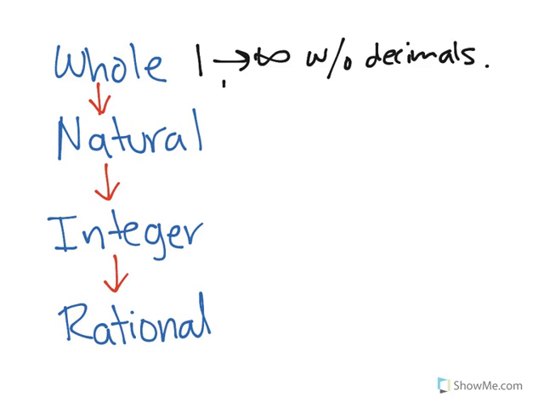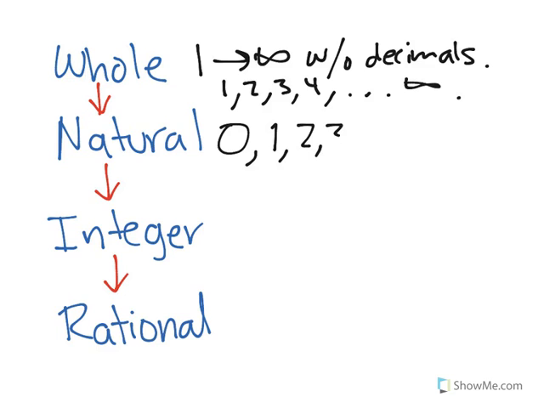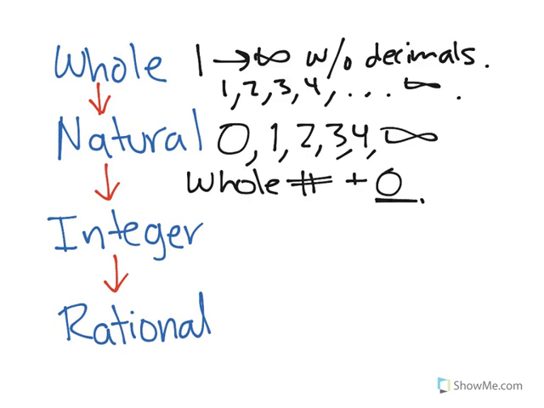So it's 1, 2, 3, 4, so on and so forth until infinity. Natural numbers are 0, 1, 2, 3, 4, all the way to infinity. So it's basically whole numbers plus the 0, because the 0, as you might have noticed, is not included in the whole numbers, but it is included in the natural numbers.